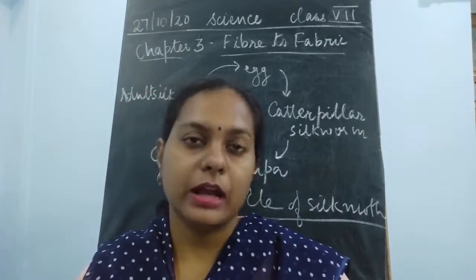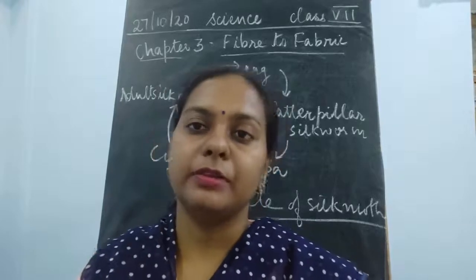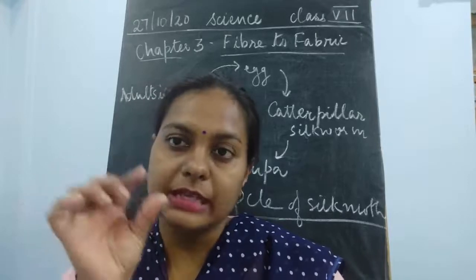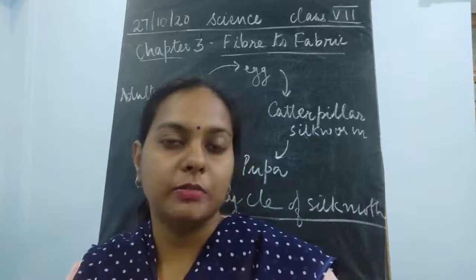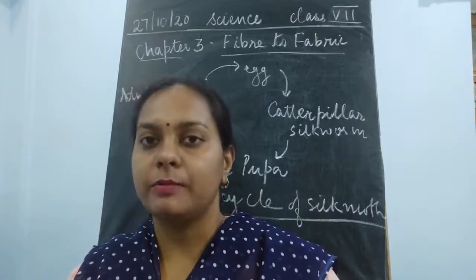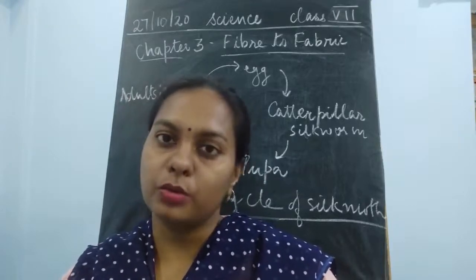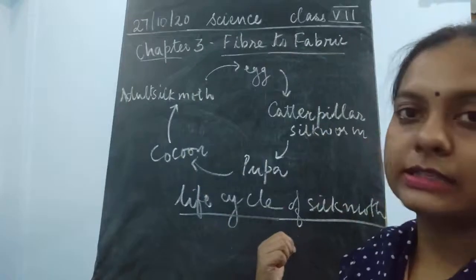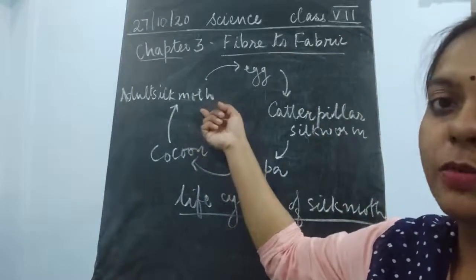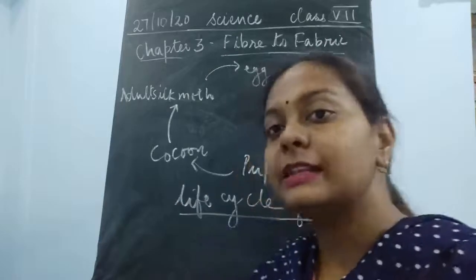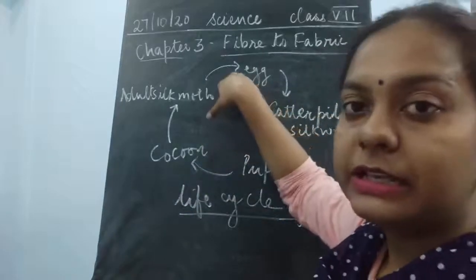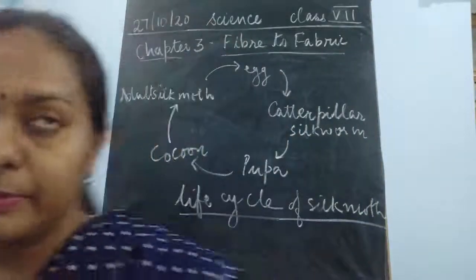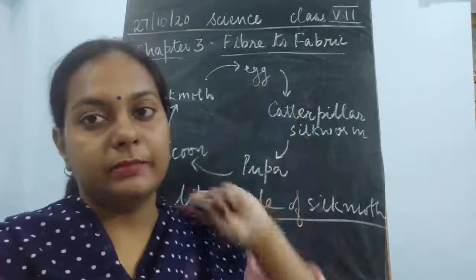Okay, so we have studied the processing of wool. After that we are continuing with the second type of animal fiber, that is silk. The silk fiber or silk thread is obtained from a very small insect called the silk moth, and the stage from which we obtain the silk is the cocoon. We were studying the life cycle of the silk moth in our last class. The female silk moth lays eggs on mulberry leaves, because mulberry is the main food of the mulberry silkworm.